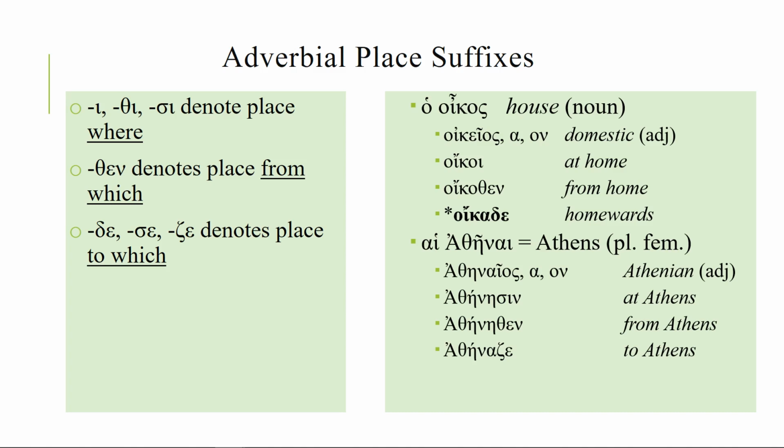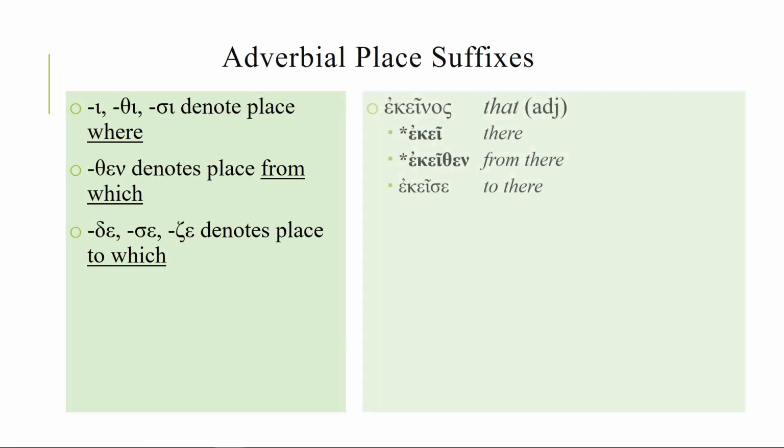You can do the same thing with some of the demonstratives, like that, ekeinos, that becomes ekei, there, or then. These can be place or also temporal to some extent, but usually these are place. Ekeithen, from there, and ekeise, to there. Now, ekei and ekeithen are very common. They're going to be on your list, so you'll see these fairly often.